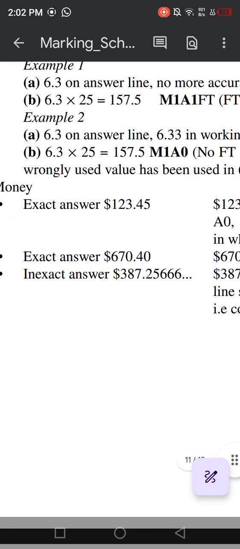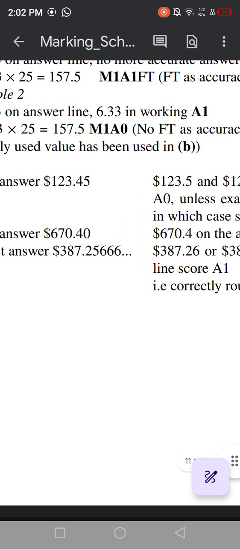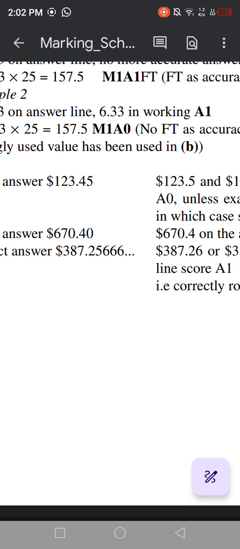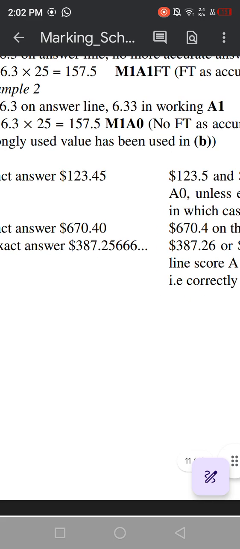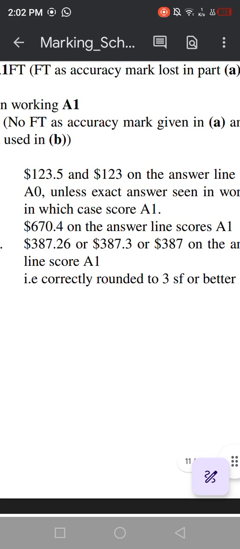For the second example here, the answer on the answer line scores A1. Here, the second DP is 0. If the candidate misses it, it'll be alright because you can just skip zeros if you want. But I recommend you still write that 0.